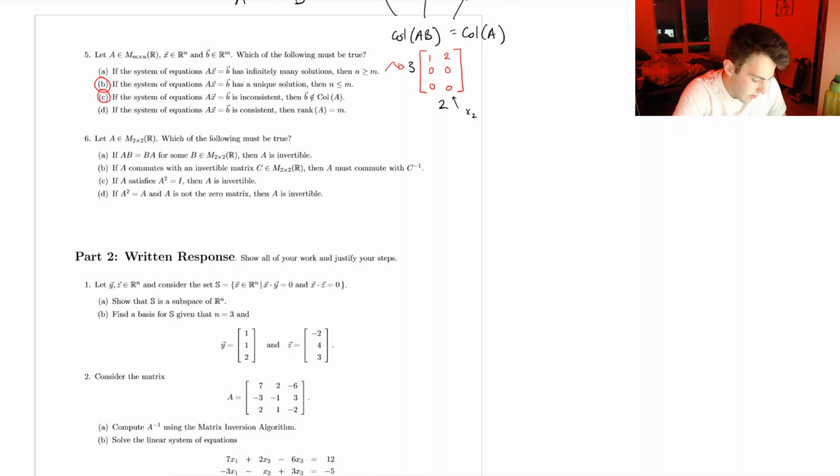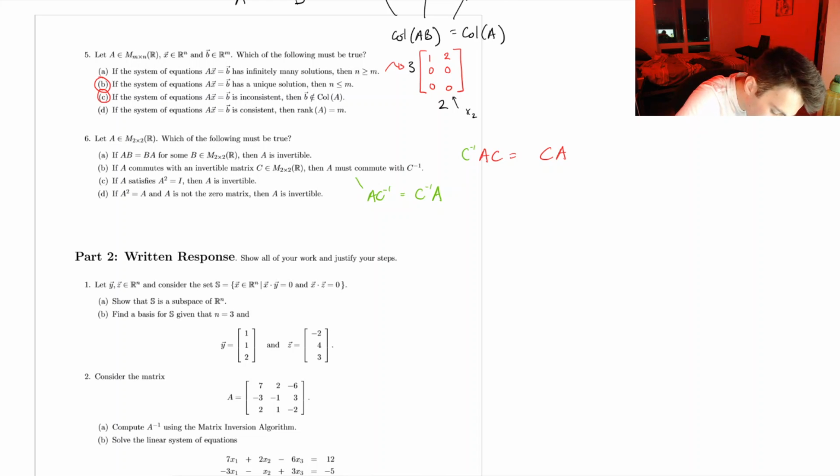6b, if A commutes with an invertible matrix C, which is a 2x2 matrix, then A must commute with C inverse. So this is like saying AC is equal to CA. That's what it's telling us here. We know that AC equals CA. So we're trying to show that AC inverse equals C inverse A. So let's start by taking the left inverse of both sides.